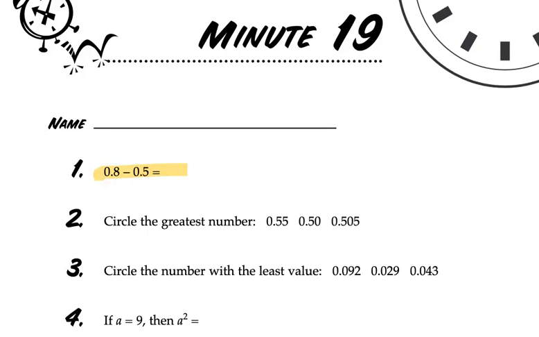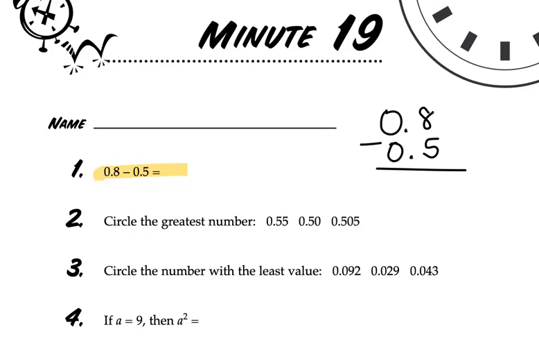So let's tackle minute 19. We're going to start with problem number 1, and we're going to go ahead and set this up. Rules for subtracting decimals: always line up your decimals, which I am doing. You can view this as 8 tenths minus 5 tenths, or 80 cents minus 50 cents.